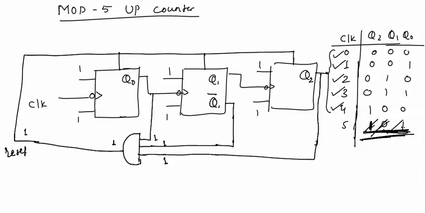and after the fifth clock pulse, data of the flip-flops will again become 0 0 0. So this counter will be resetted. So in this way we can design a mod 5 counter. Same is the process for down counter also.